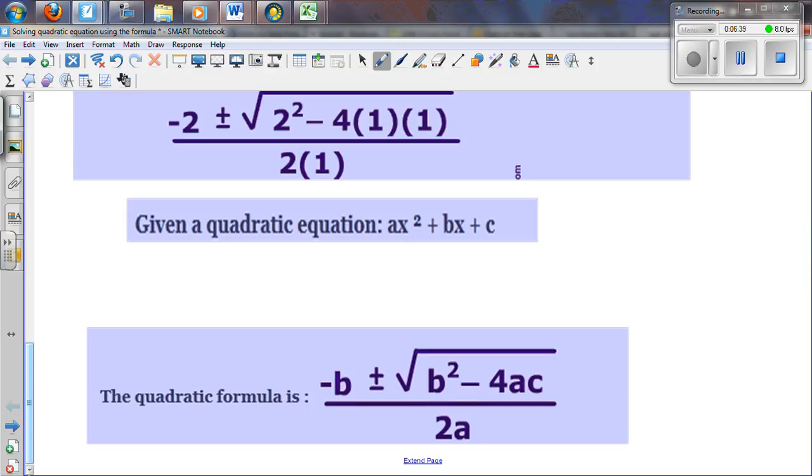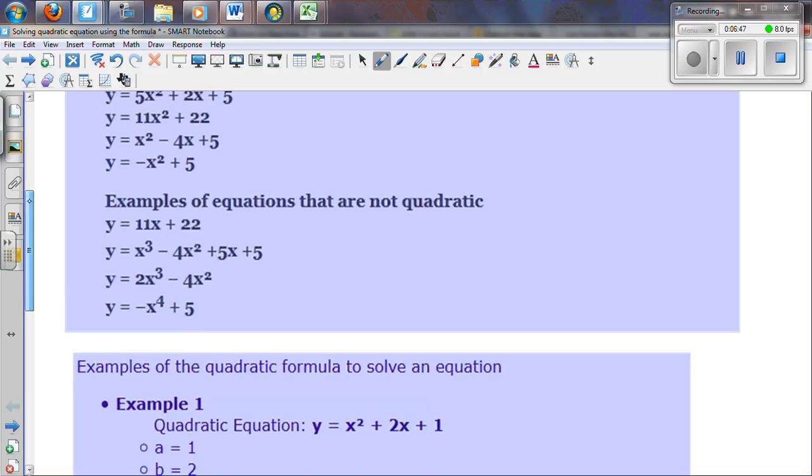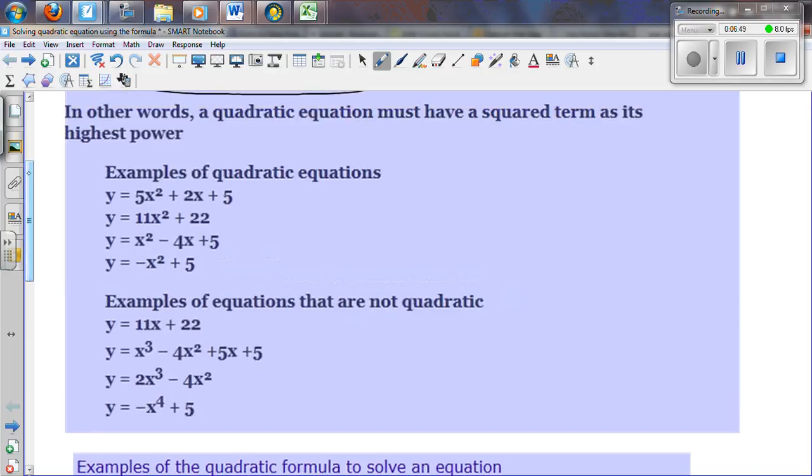So here it is: negative b plus or minus the square root of b squared minus 4ac, all over 2a. And now we're going to use that and apply it to some problems. So first of all, let's talk about what quadratic equations are and are not.